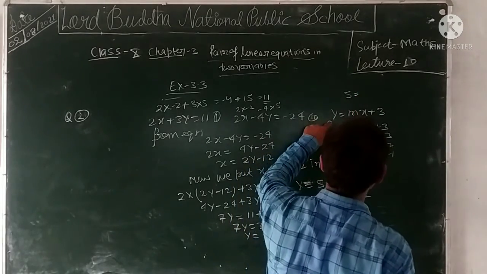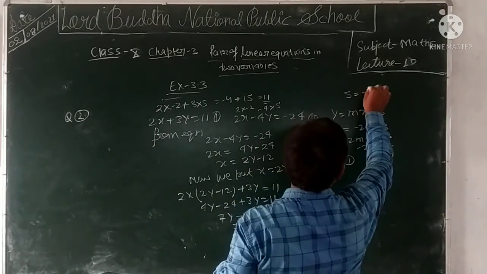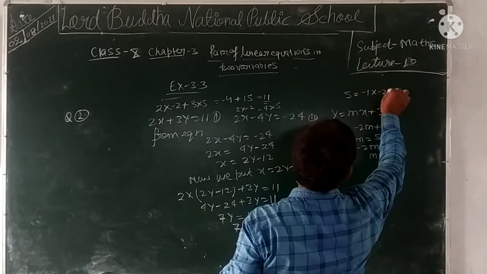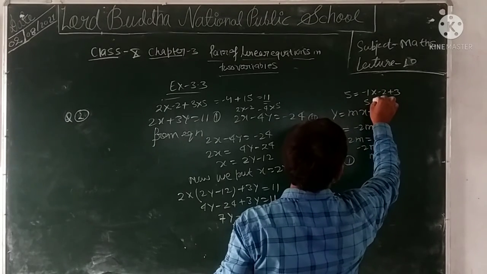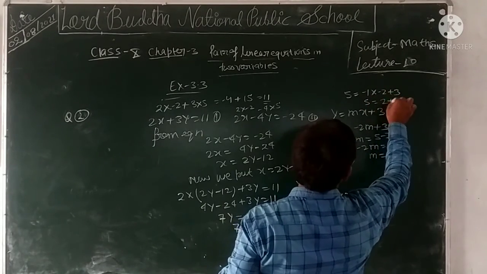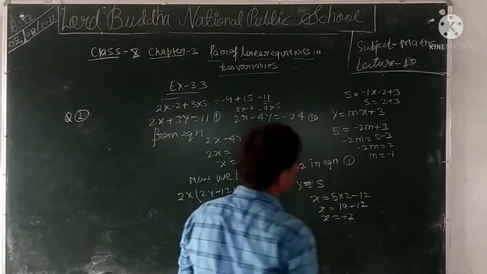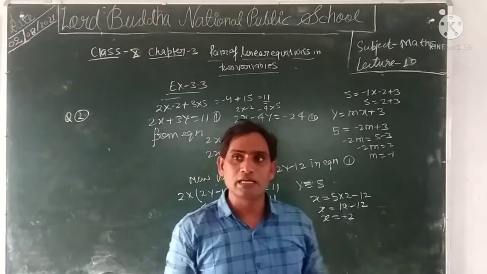Here, 5 equal to minus 1 into the value of minus 2, plus 3. We see that minus 1 times minus 2 is plus 2, plus 3 is 5, equal to 5. Means the value of m is also correct.